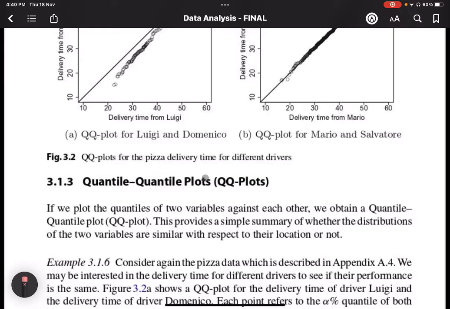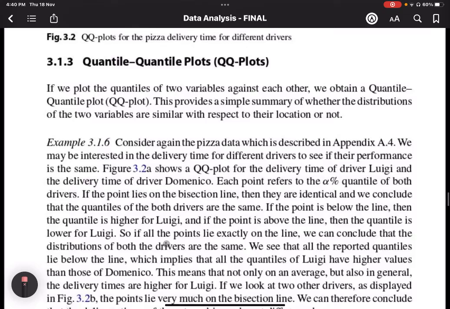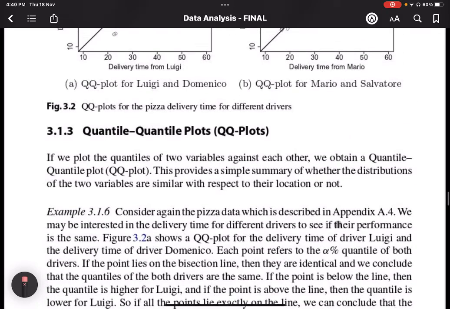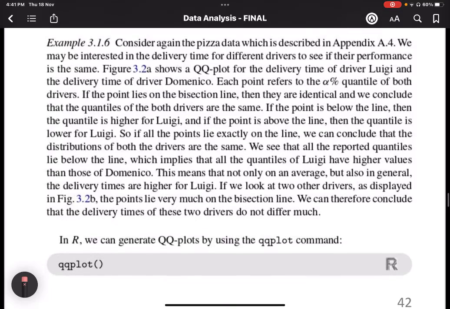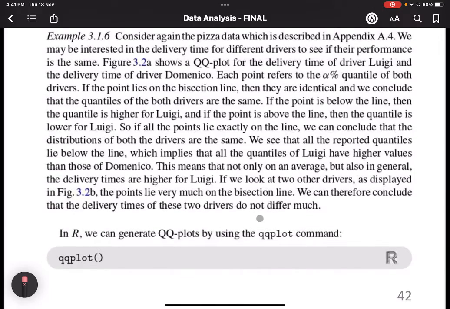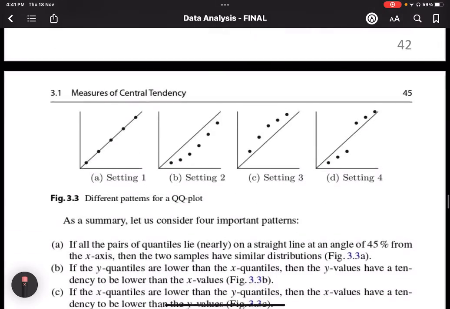We go now with QQ plots. If we plot the quantiles of two variables against each other, we obtain a quantile plot, or QQ plot. So that is used to compare the performance of two data sets. We use the quantile Q plot. So these are the different variations, the possible situations that can happen.